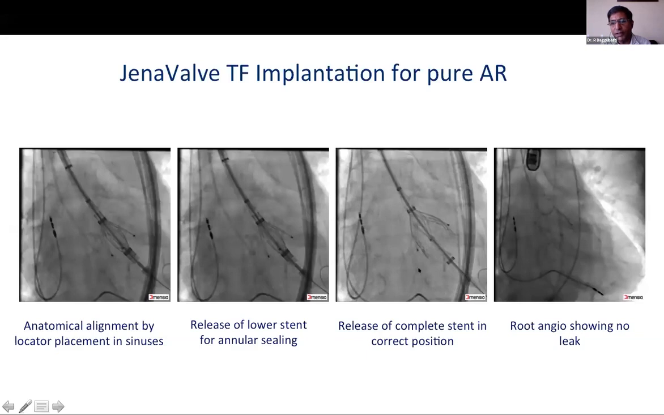And till the third picture, you can retrieve it back. But after that, obviously, you're completely going to let it go. So it is sort of a valve-in-valve type of frame system that I think prevents embolization, and it makes it more stable, and it does not let it go into the left ventricle at all. And the root angiogram shows no leak at all.